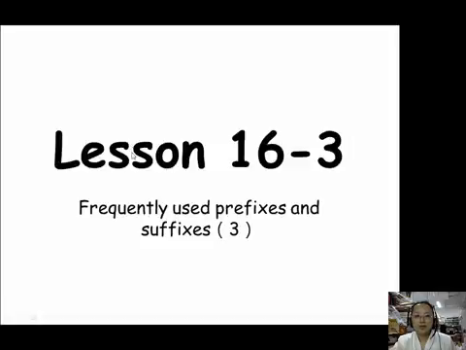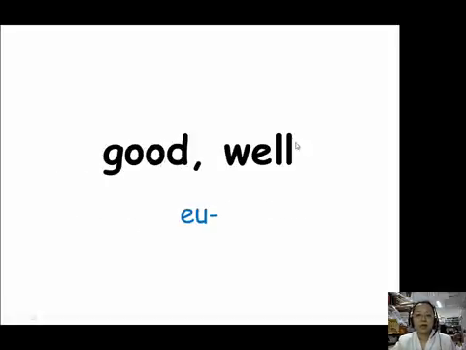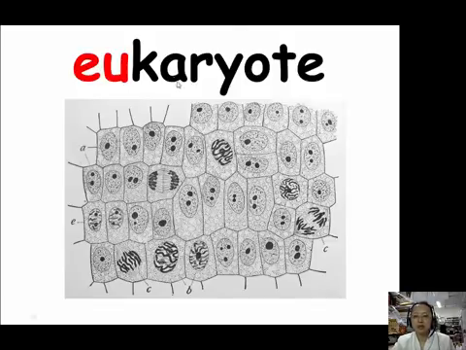Now let's move to the third part of lesson 16. First, what we are going to learn is to describe things that are good or well or true. We have this prefix, EU. Our example for EU is eukaryote.